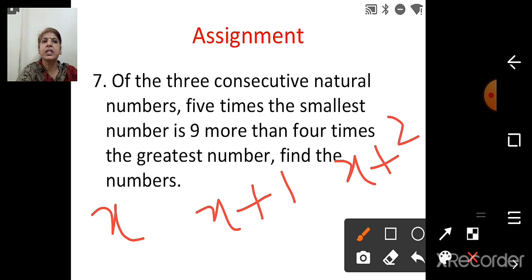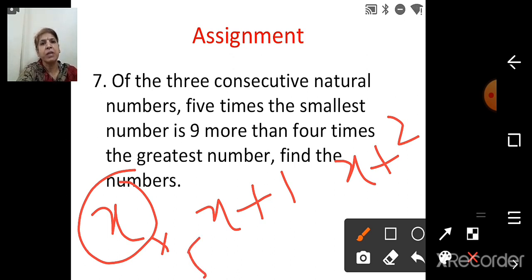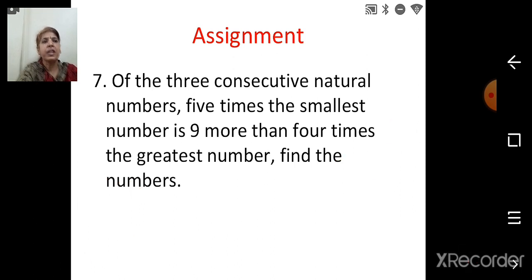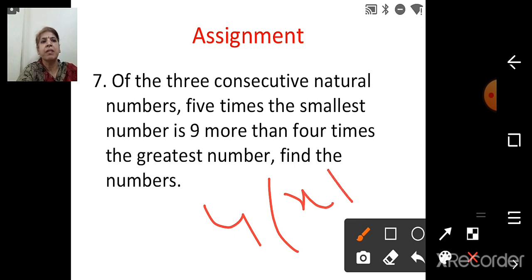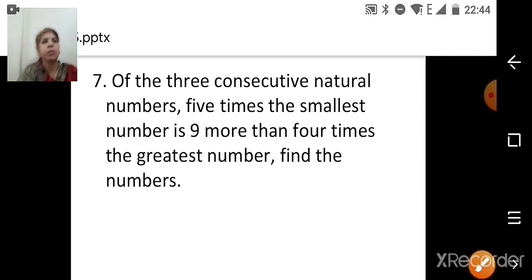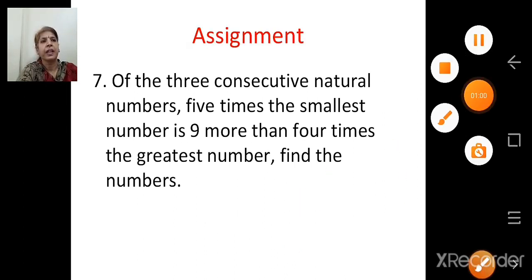Then 5 times the smallest. Which is the smallest number? X. So 5 times means multiply with 5, 5X. Is 9 more than means plus 9. 4 times the greatest: the greatest number is X plus 2.